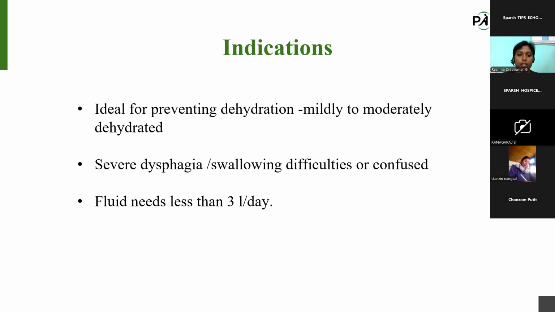Okay, next is the main indications for subcutaneous infusion. The main indication is it is ideal for preventing dehydration. We already said we are mainly using it for mild to moderate dehydration. If the dehydration is severe, we will choose intravenous infusions. It is only ideal for preventing mild to moderate dehydration.